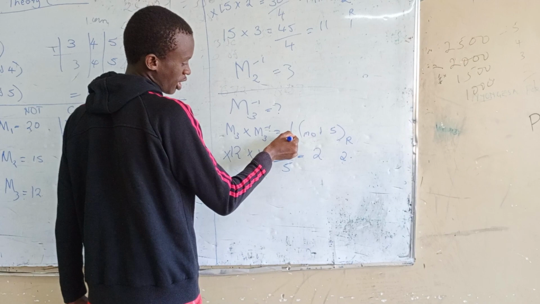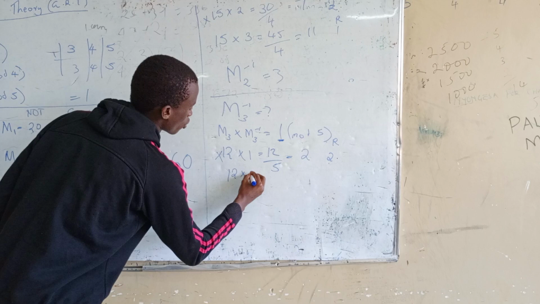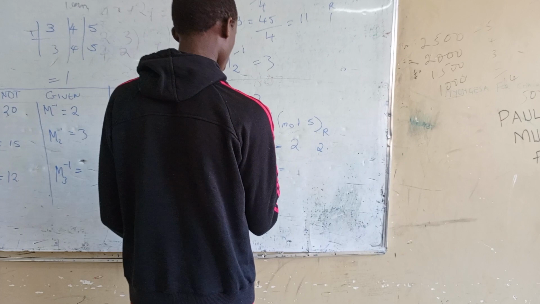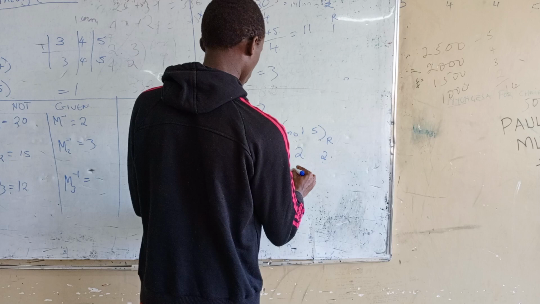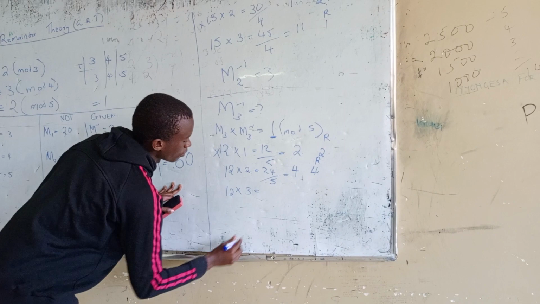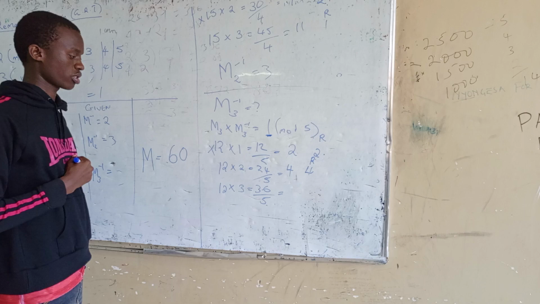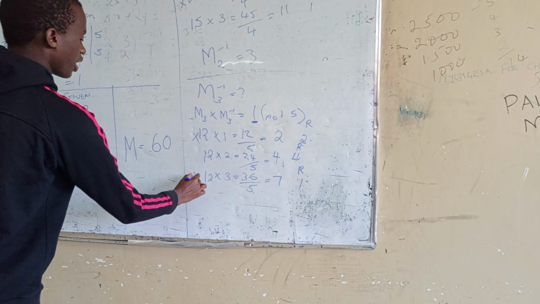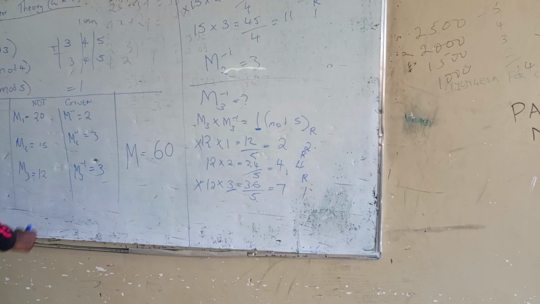So 12 times 2 is 24. Divide by 5, it goes 4 times, remainder 4. That's not working again. 12 times 3 is 36, divided by 5. It goes 7 times, remainder 1. So our M3 inverse is equal to 3.